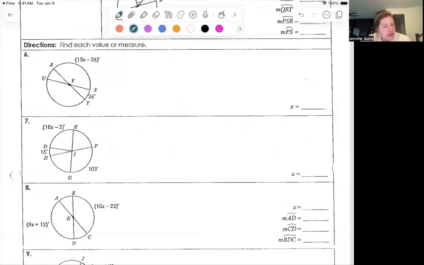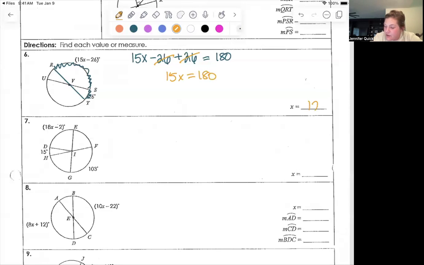I see vertical angles and I also see a diameter. Okay. So that would mean that 15x minus 26, that's the measure of this arc, plus the measure of 26 would be equal to the whole half side, which is 180. Now negative 26 and positive 26 cancel out, which is kind of silly. But 15x equals 180. 180 divided by 15 gets me 12.